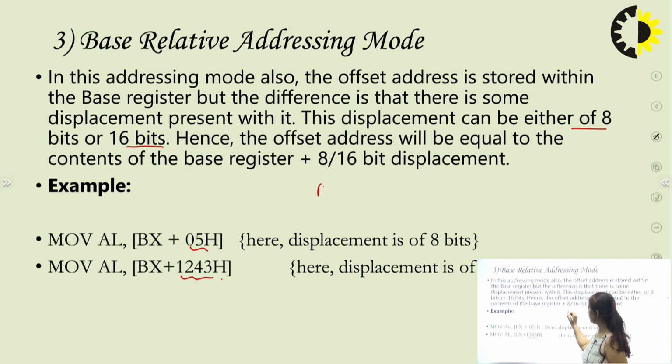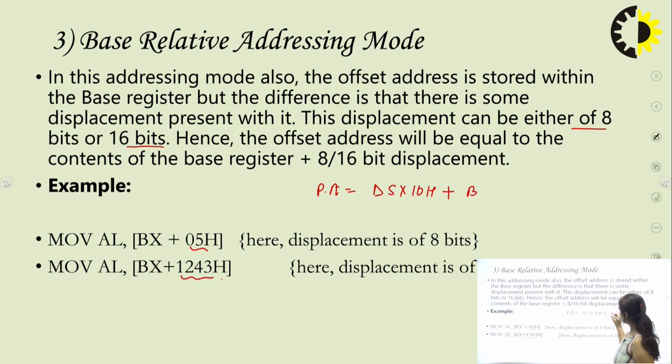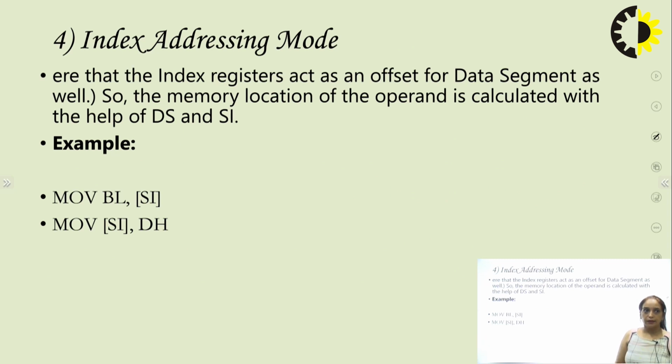So here your physical address will be, for BX we know that the default segment is the data segment multiplied by 10H, then plus your BX plus displacement, right? So your physical address will be calculated in this way. Then index addressing mode, as the name implies, your source or destination will contain the DI or SI index register, right?